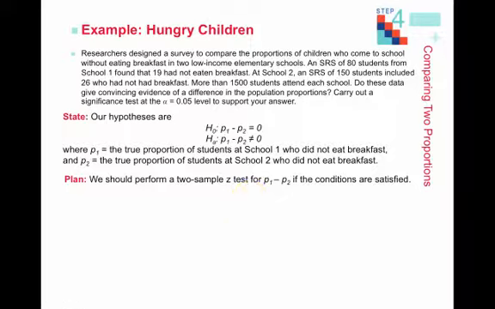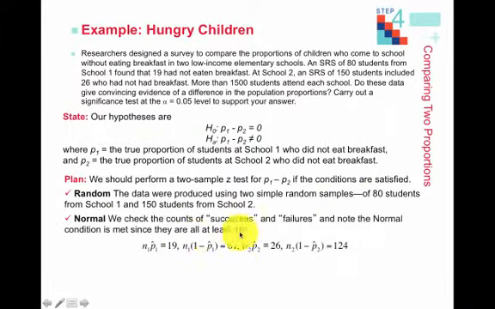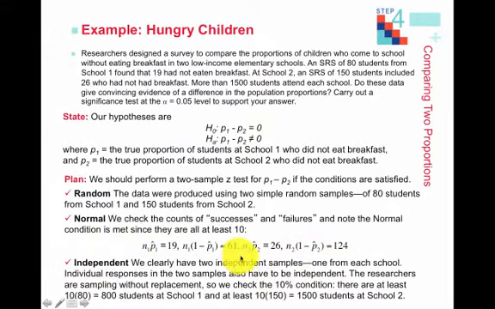So our plan, we have to test our conditions. Random: our two schools are independent of each other, and within each school, we are collecting a simple random sample from each, 80 from school 1, 150 from school 2. Normal: we're checking n1 p-hat 1, n1 times 1 minus p-hat 1, and so on. These are all at least 10. Independent: we have two independent samples, one from school 1, one from school 2. Those schools are separate from each other, and we also have to look at the individual samples taken from each. Since we are sampling without replacement, we must check the 10% condition. So 10 times 80 is 800, and 10 times 150 is 1,500.